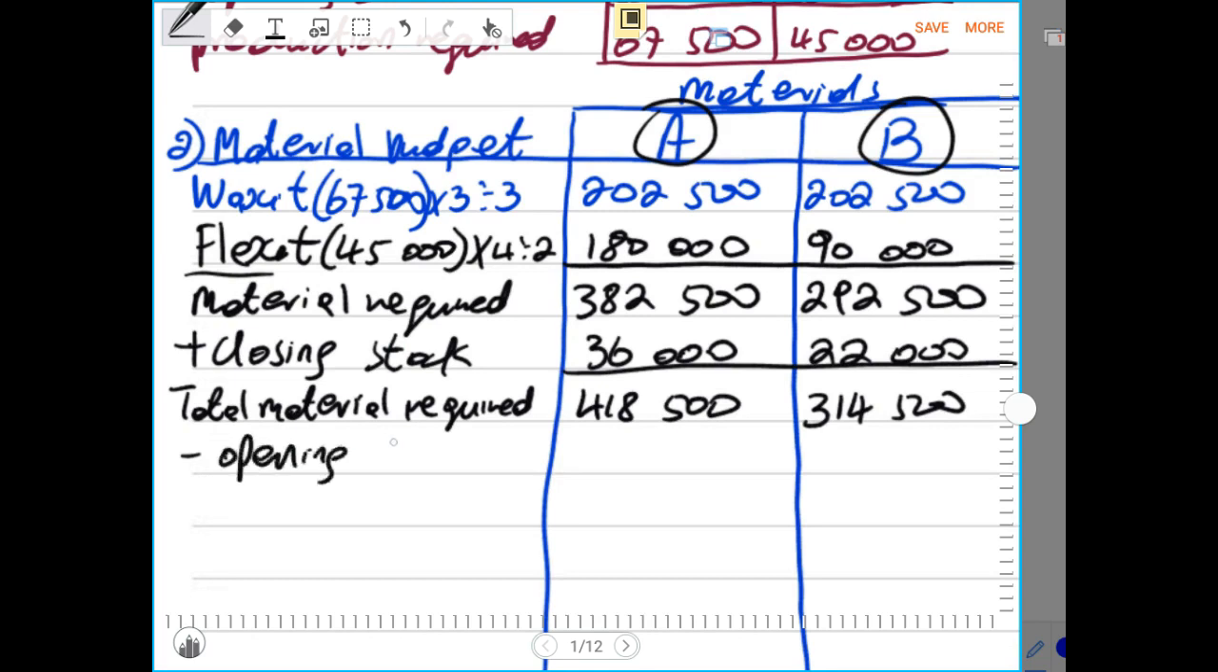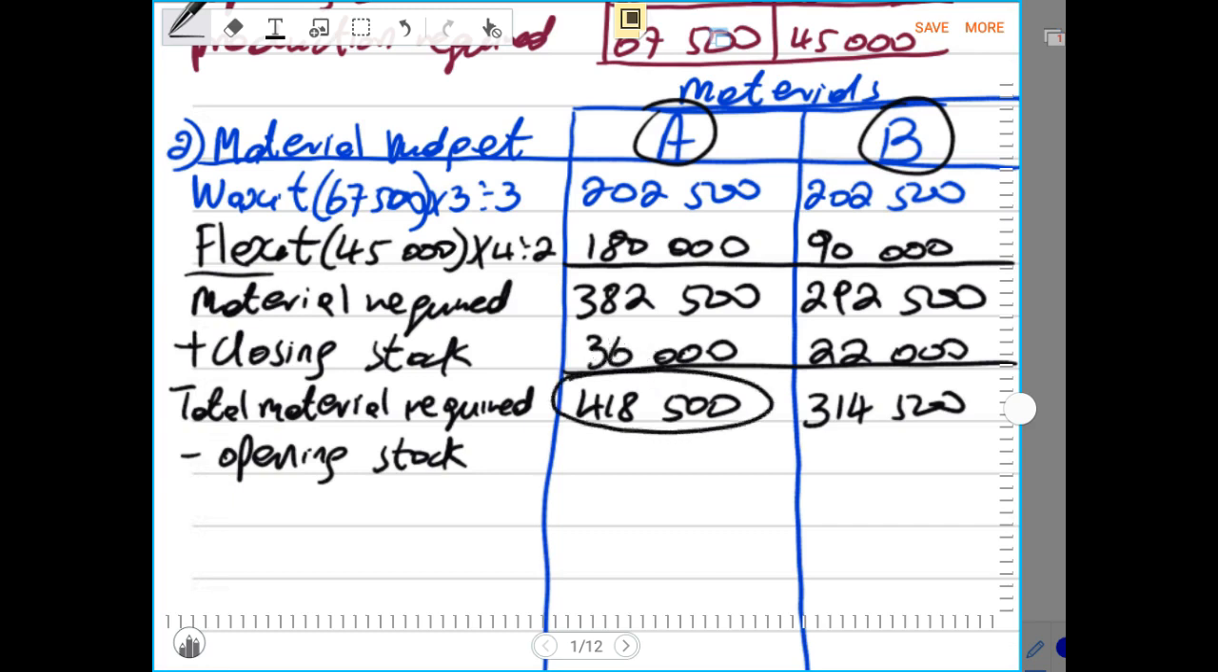Subtract the opening stock. The reason why we subtract the opening stock, remember, this is the material purchase budget. We are calculating how many kgs of material need to be purchased. We don't need to buy material that was already there at the beginning of the period, because opening material was already bought last year and is in the storeroom already.